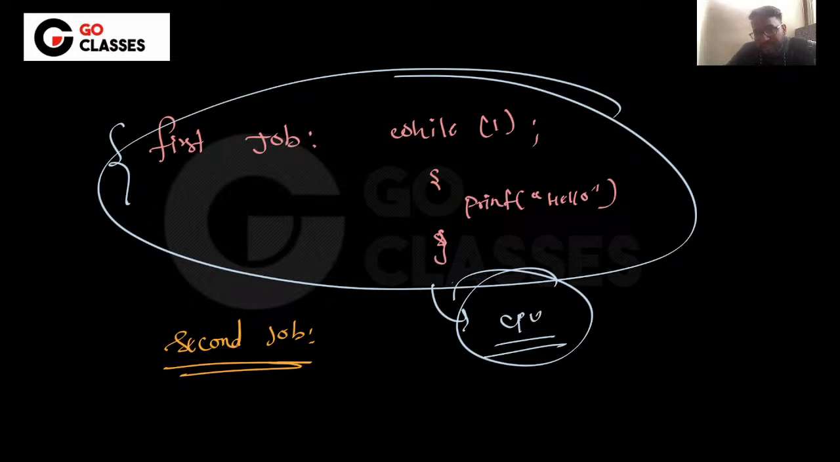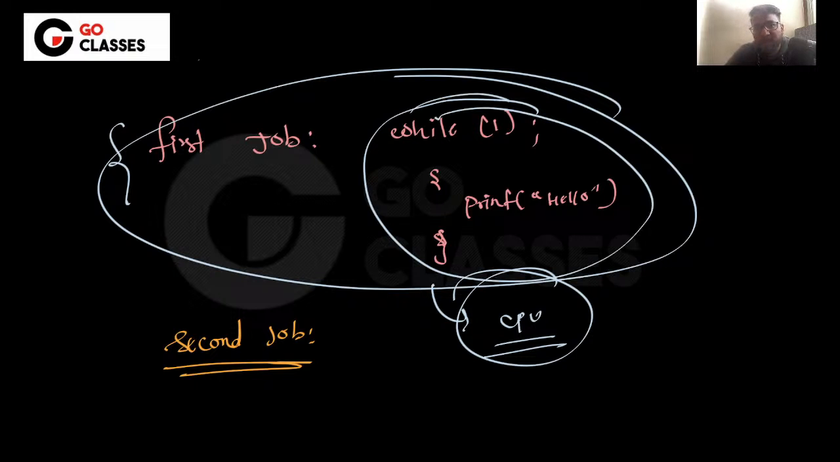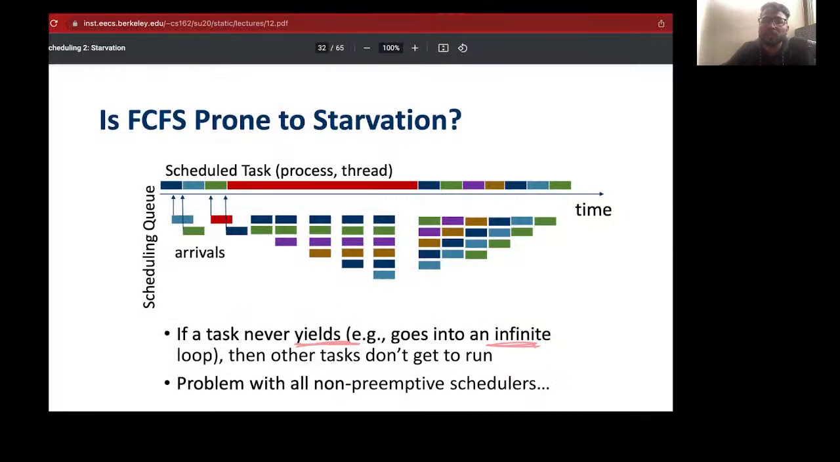Because this job is saying while one, see here, while one, that's what the Berkeley University also says. See the Berkeley University PDF, it is clearly written, if a task never yields, it doesn't produce any output. Yield means output. It goes into the infinite loop. If it is going into the infinite loop, then why not? This is not Honolulu University, this is Berkeley University. Berkeley University is clearly saying that if the job is an infinite loop, then why not? So even first come first serve can go to starvation.